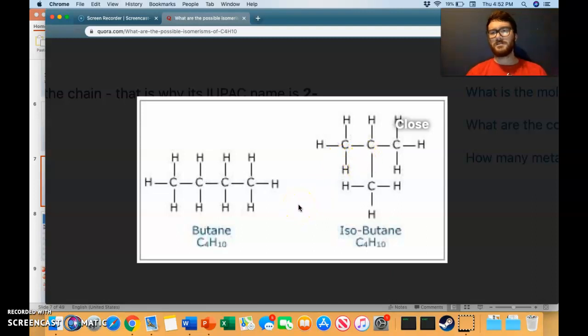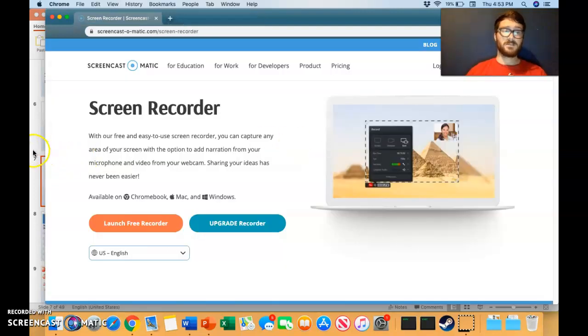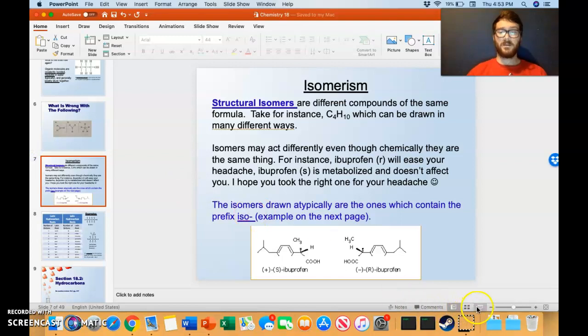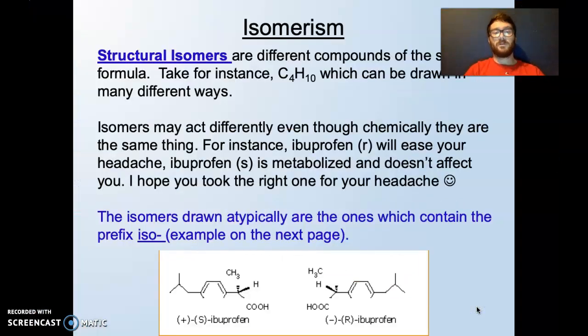These are structural isomers. Same chemical formula. There's 4 carbons. There's 10 hydrogens, but they're drawn very differently. And they can do different things. Your textbook has you consider ibuprofen, typically used against headaches.